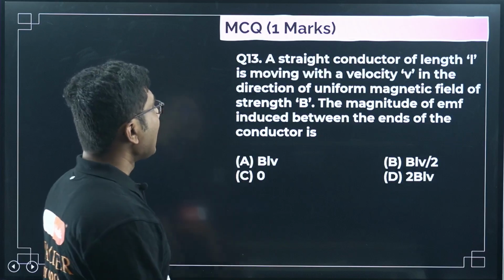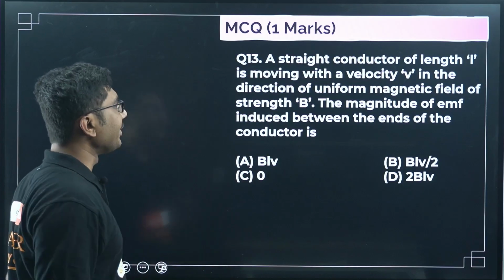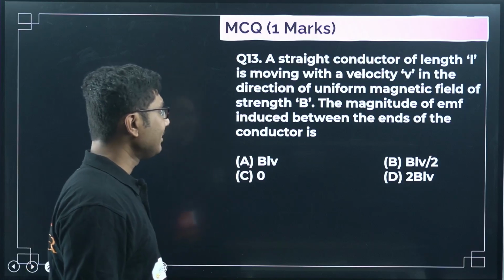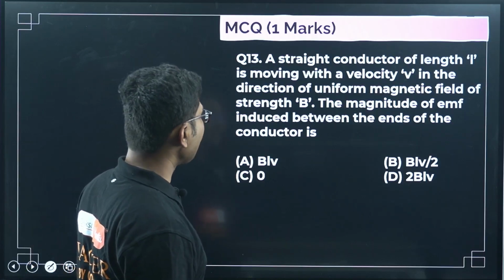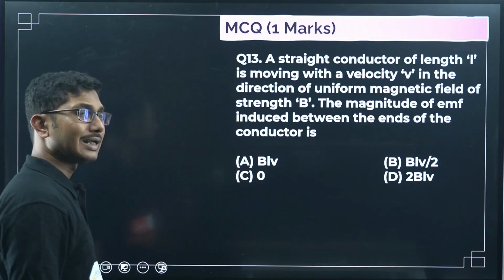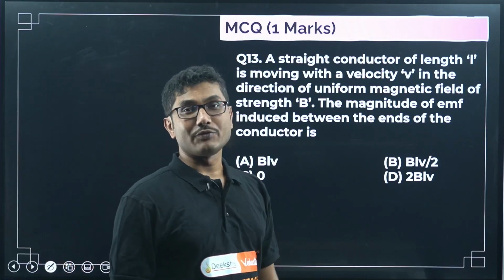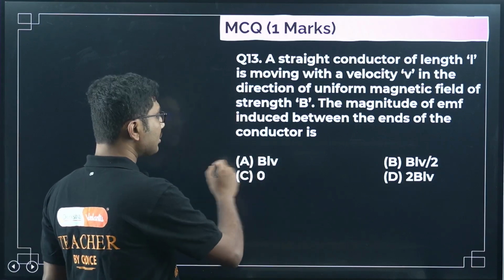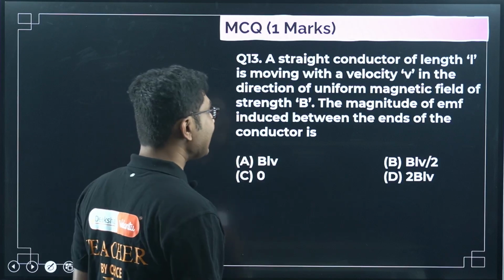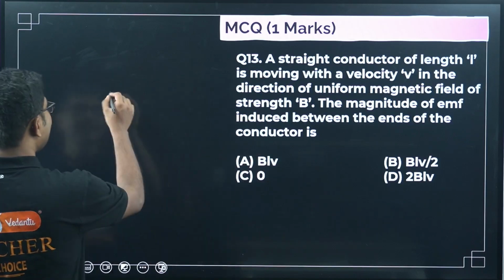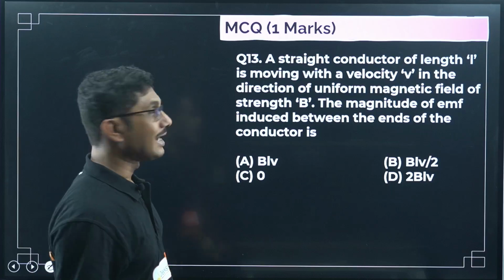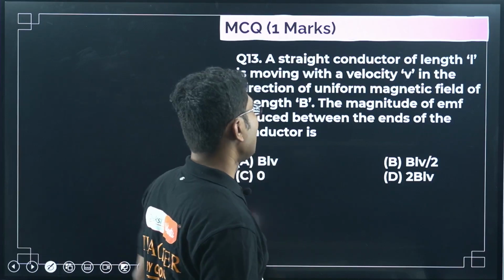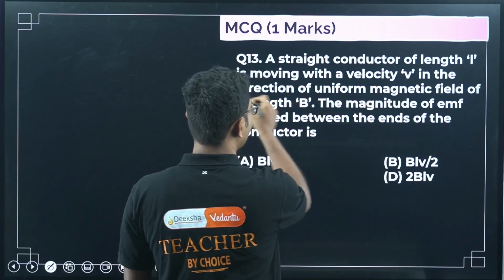Question number 13. A straight conductor of length L is moving with a velocity v in the direction of a uniform magnetic field of strength B. The magnitude of EMF induced between the ends of the conductor is. Be very careful to answer this question. This is a tricky question. Most students will quickly answer BVL or BLV. Here you have to remember that the direction is based on the direction of B and v. Here they are saying that they are in the same direction, moving with the velocity v in the direction of the uniform magnetic field.